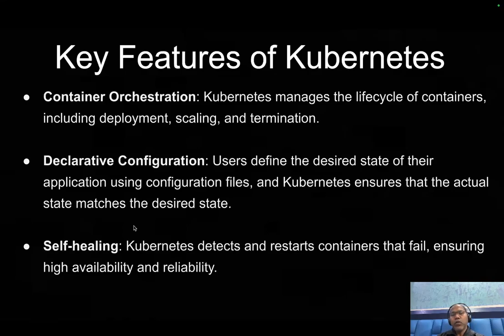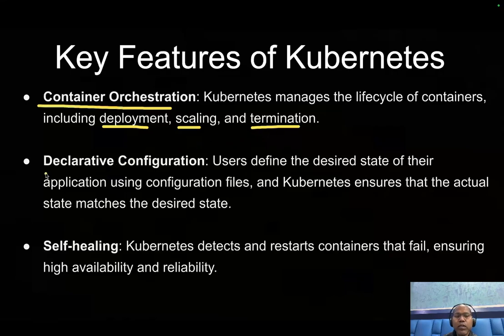If we talk about the key features of Kubernetes, as we discussed, one of the key features is container orchestration. Kubernetes manages the life cycle of containers, including deployment, scaling, termination, everything. Whatever the container application, how deployment happens, how scaling up and down happens, and when the application is going to terminate, everything is taken care of by the container orchestration feature.